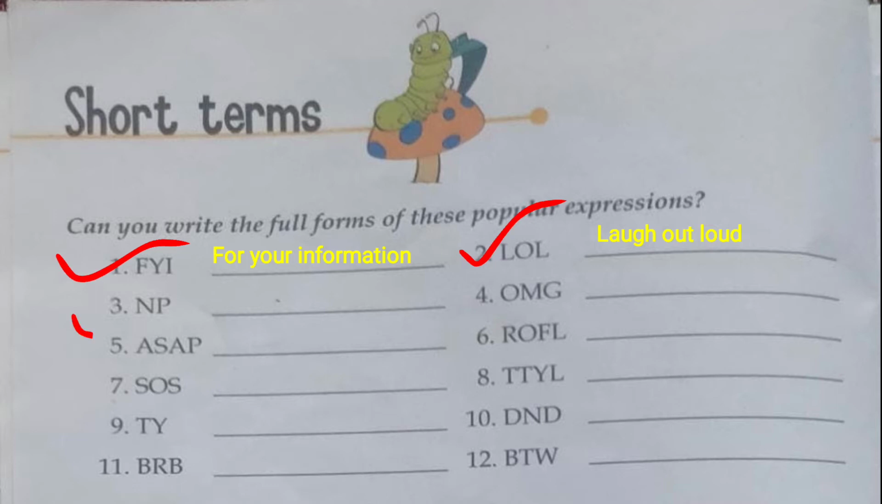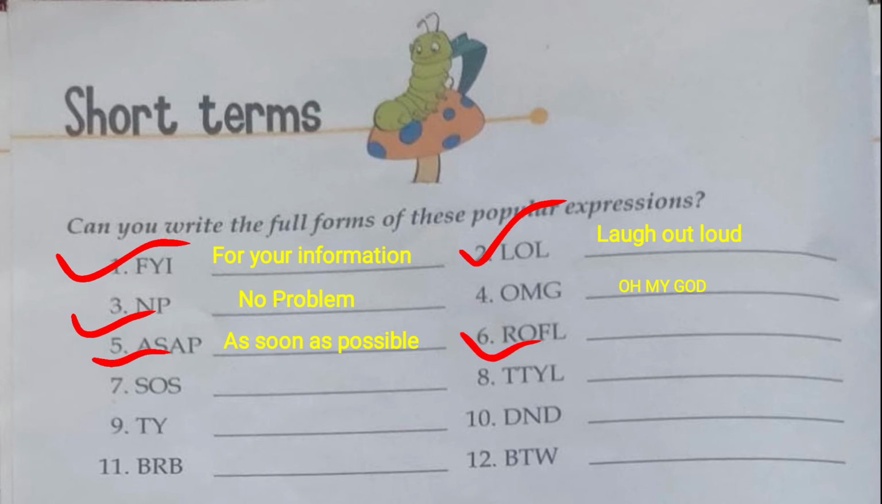So I'm moving to the next. NP. NP means no problem. Okay, what's the meaning of NP? No problem. OMG. Oh my God. O for oh, M for my, G for God. Alright. ASAP. What's the meaning of this expression? The meaning of this expression is as soon as possible. Alright.